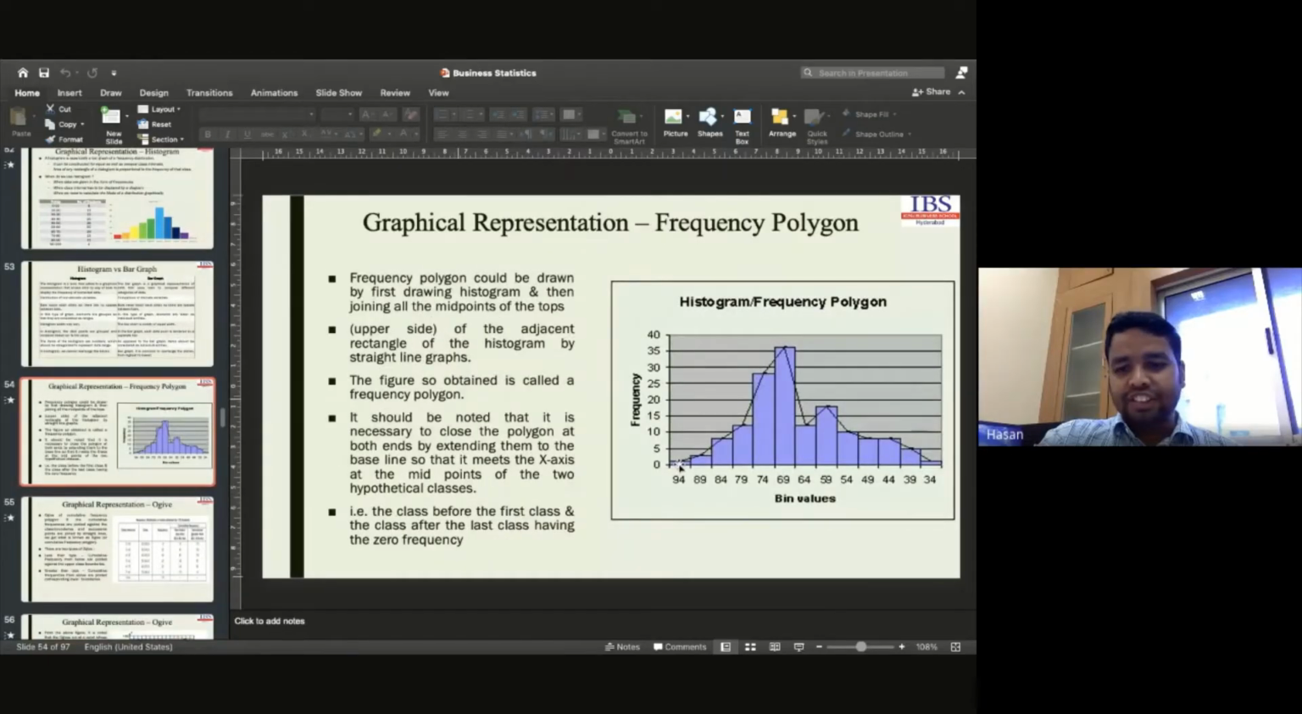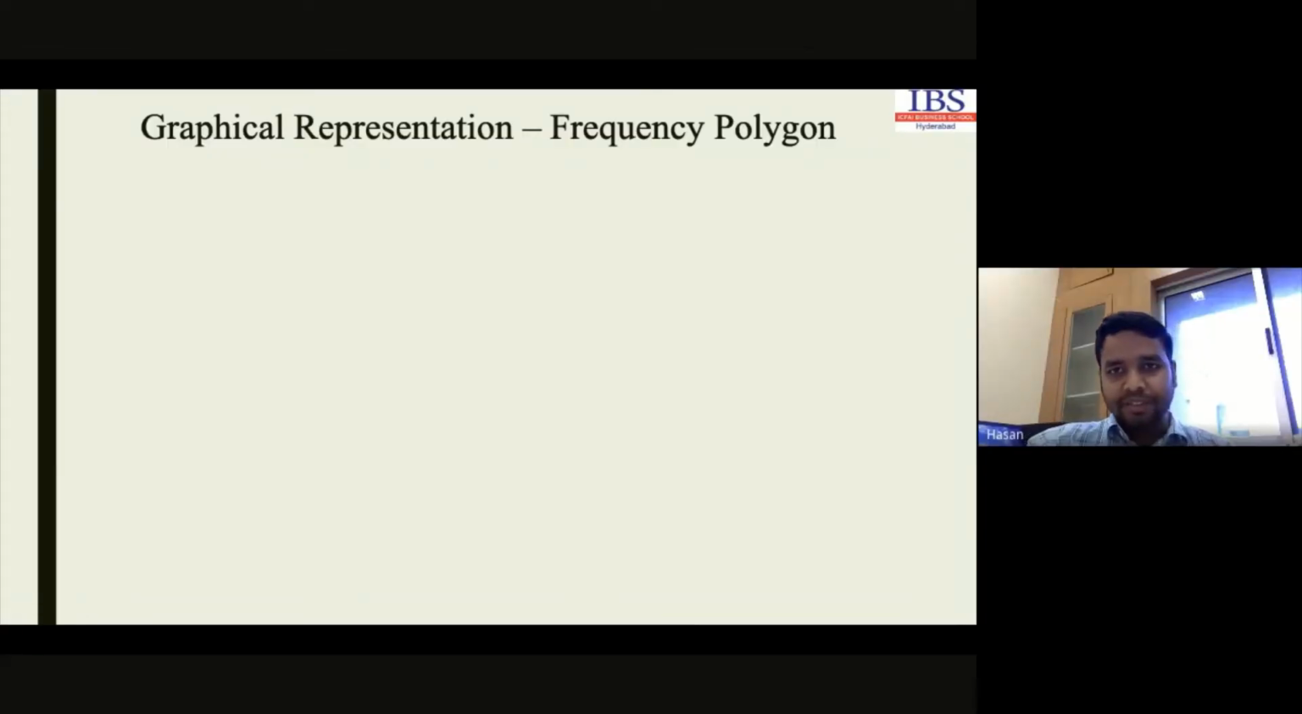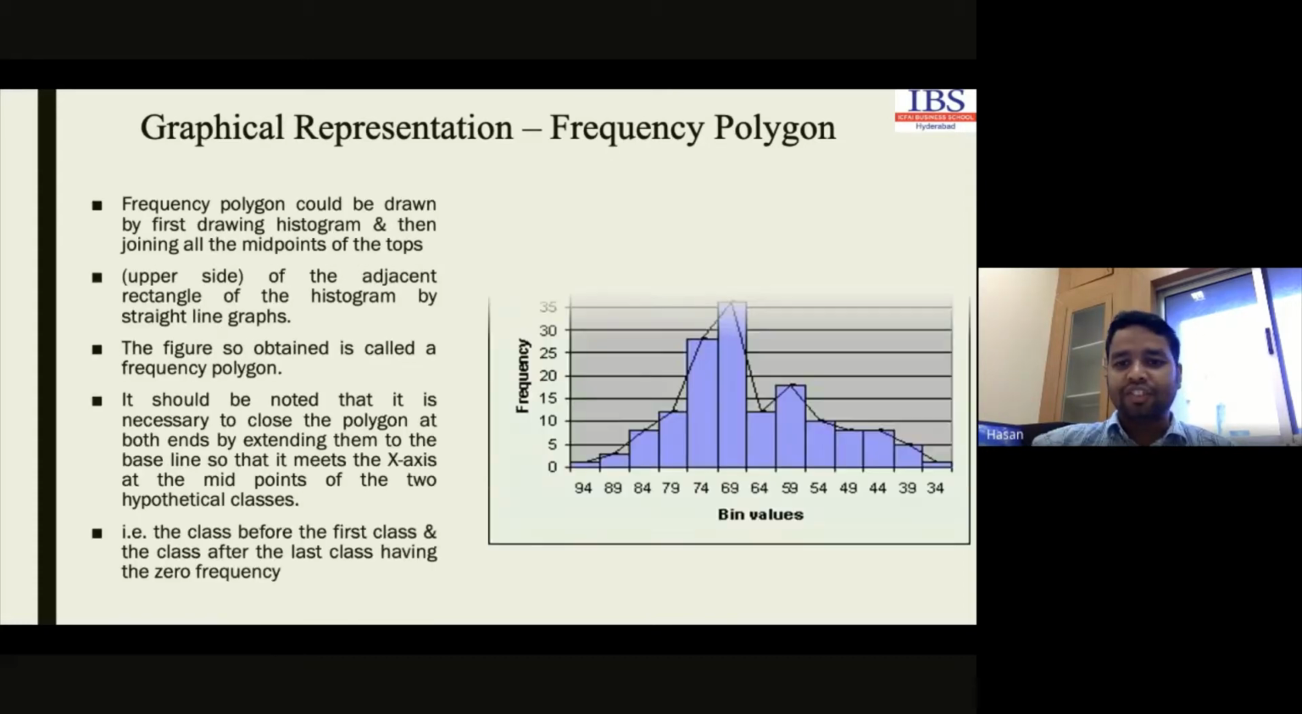We have discussed up to frequency polygon, right? So what did we discuss in frequency polygon? We'll have to draw the histogram first, and then what we have to do?